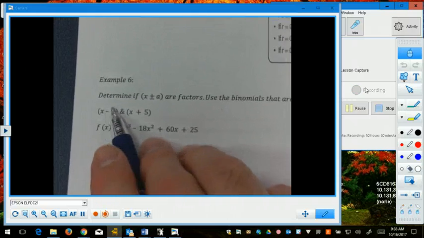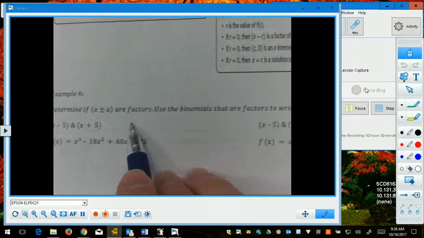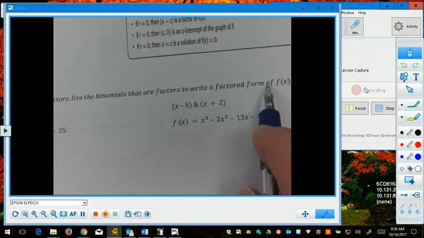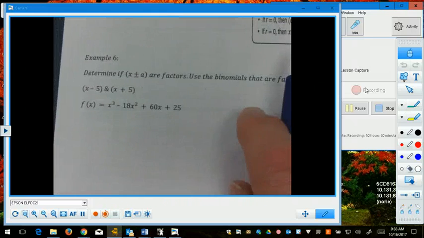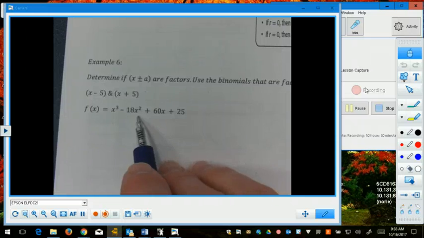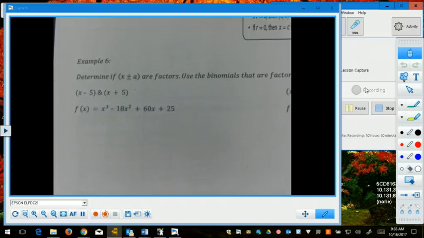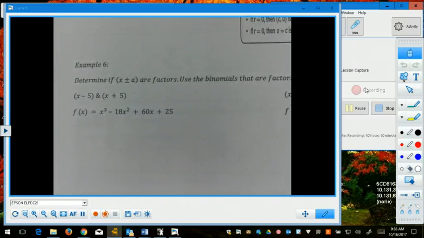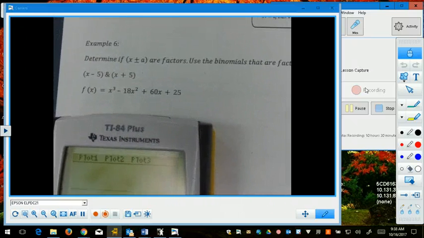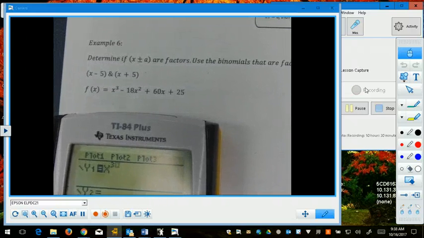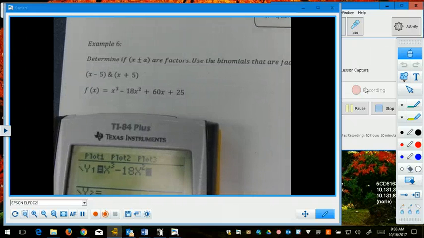What we're looking at today is determining if these are factors, and then we're going to use the binomials that are factors to write out the factored form. So we're going to factor it completely if it is factorable. Do I expect you to do synthetic? If I give you 5 different factors, do I want you to do synthetic division 5 times? No. I want you to use your calculator. You don't have time for that. We have other stuff to do. And as we get to bigger problems that involve this as a step in like the 10-step process, we're just going to use our calculator to help us identify them.